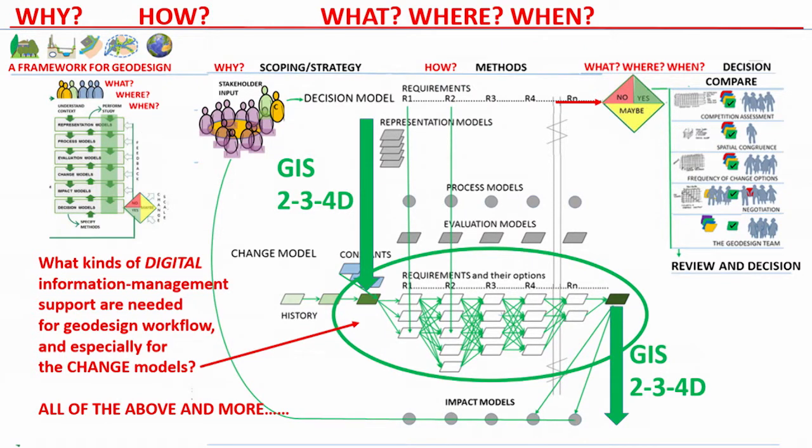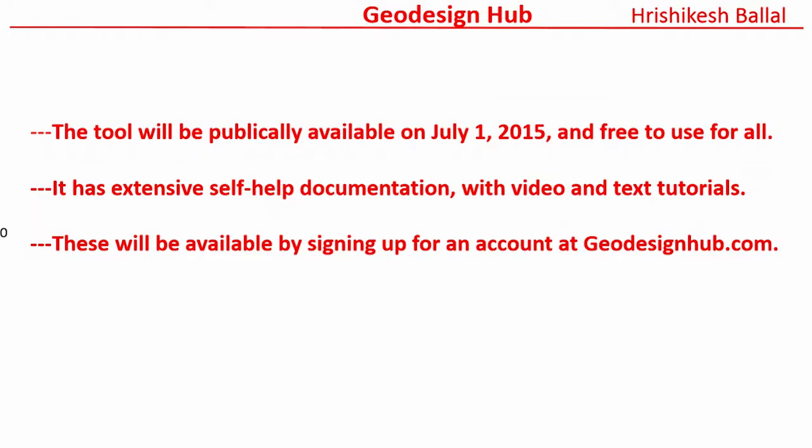Now, what kinds of digital information support management? Well, something like this, at least. All of the above and a hell of a lot more, because we're just beginning. That's the reality. We're beginning, and there's only about maybe 6 to 10 groups thinking about these things. And there'll be a lot more, a lot more.